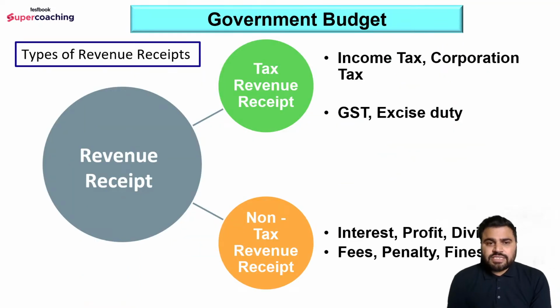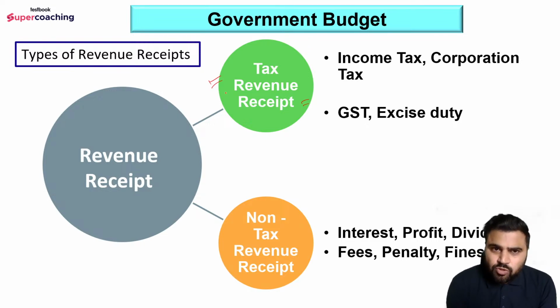Now revenue receipt can be divided into two parts. Try to understand very clearly. Revenue receipts can be divided into two parts, that is tax revenue receipt and the non-tax revenue receipt. So what is the meaning of tax revenue receipt? Tax revenue receipt is the receipt which government is receiving in the form of taxes. The taxes that we are paying, the taxes that companies are paying, the taxes that producers are paying. So basically these all are the tax revenue receipt, because we are the payer but government is receiving the same, so that would be the receipt for the government.